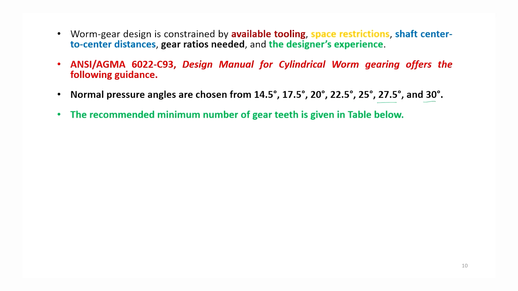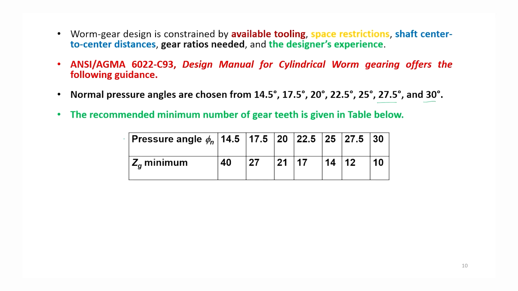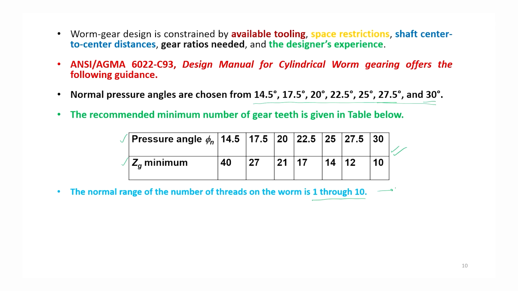The recommended minimum number of gear teeth is given in the table below. Based on the pressure angle which you will select in the first step, you will get the minimum number of teeth on the gear that will avoid interference, and that will guide you in getting the ZG. The normal range of the number of threads on the worm is 1 to 10. Single thread will give more mechanical advantage and lesser efficiency. As we move to multiple threads, efficiency will increase, but the mechanical advantage will decrease.